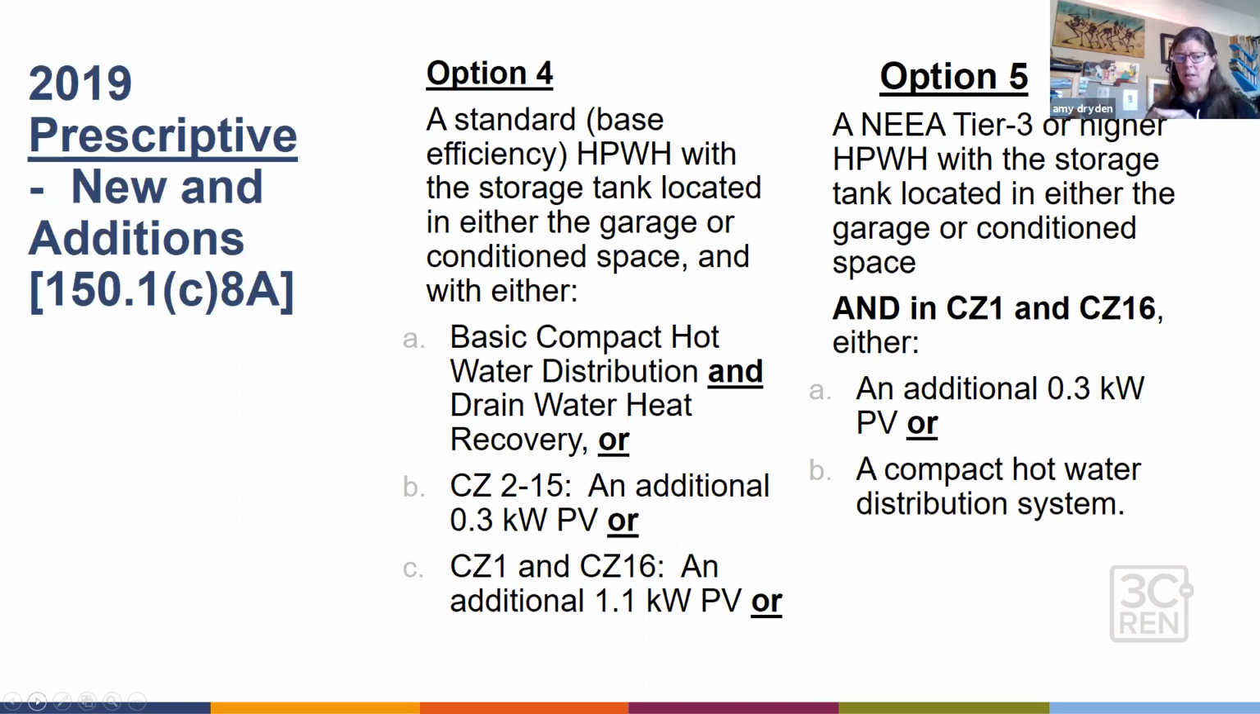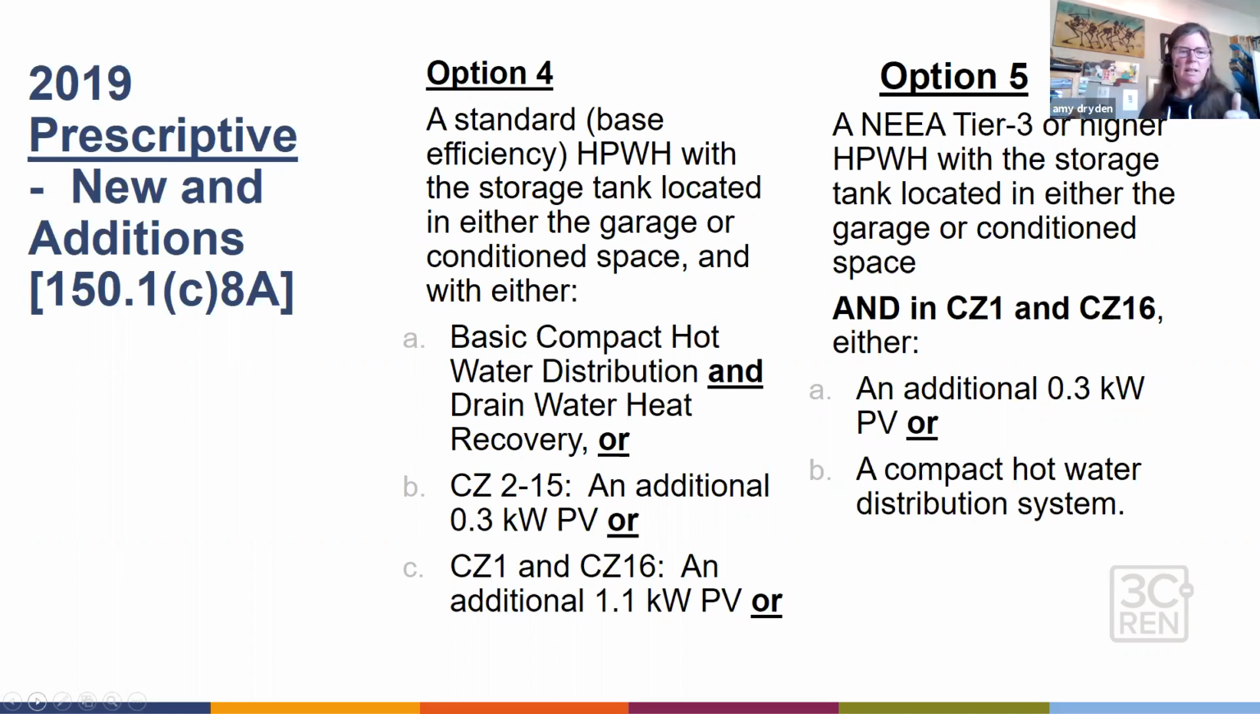It's less than 15 feet in plan review. So all my fixtures are within 15 feet from my water heater, and I'm doing drain water heat recovery. So I have to do those things, or I can do additional PV, and you can see my PV requirements there are based on climate zone. So that's required if I do a base efficiency heat pump water heater.